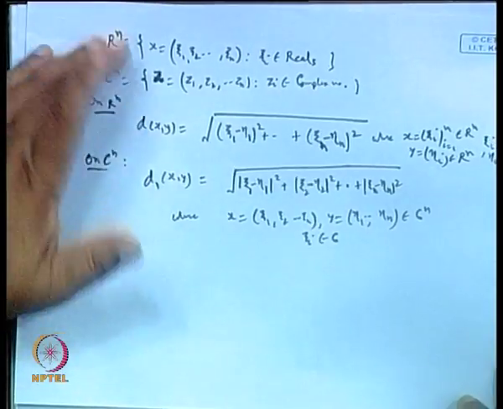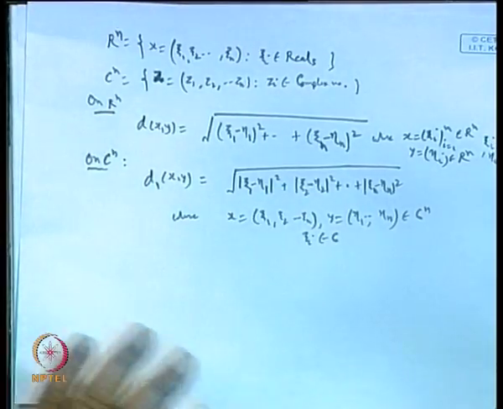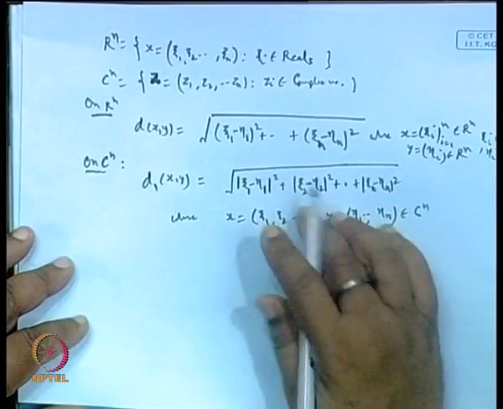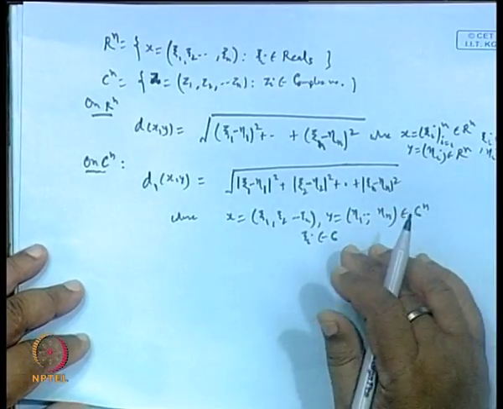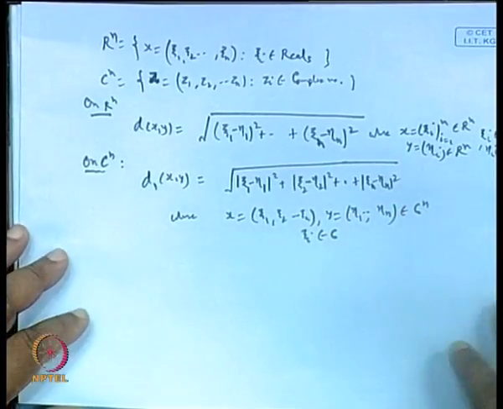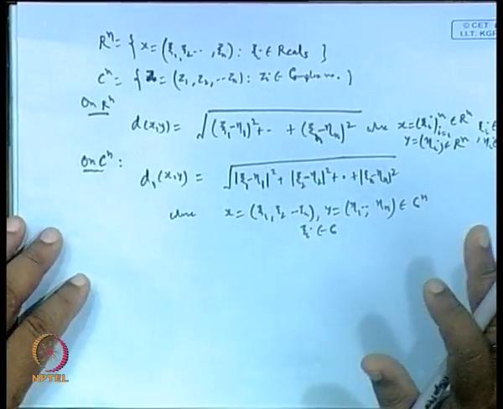Now, as we have seen in R2, all the conditions are satisfied except the triangular inequality, which will be followed with the help of the Minkowski inequality. So, that we could let know.